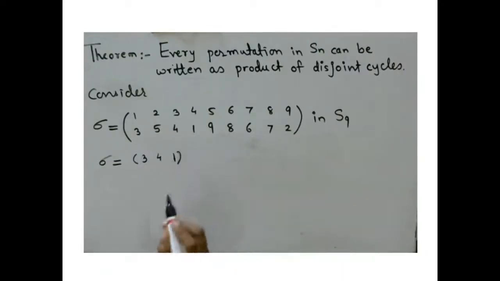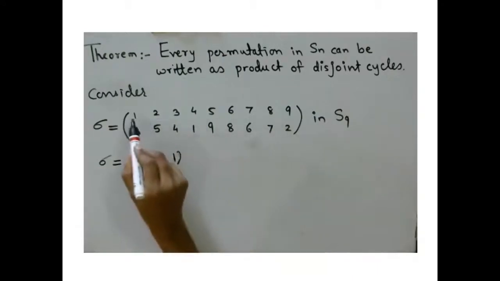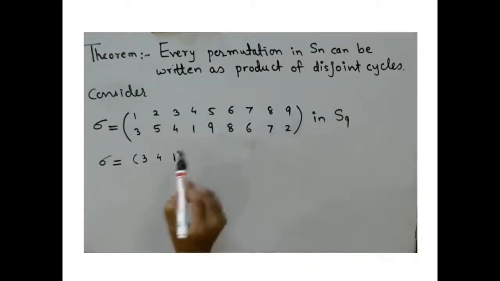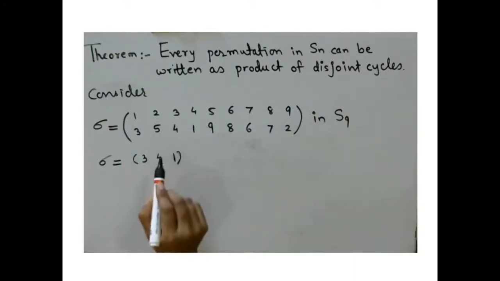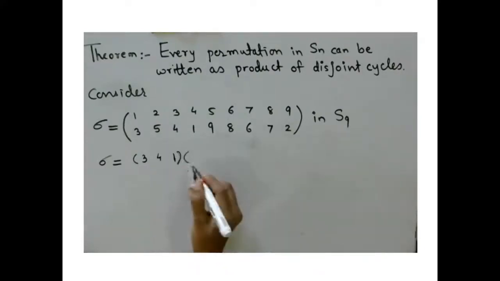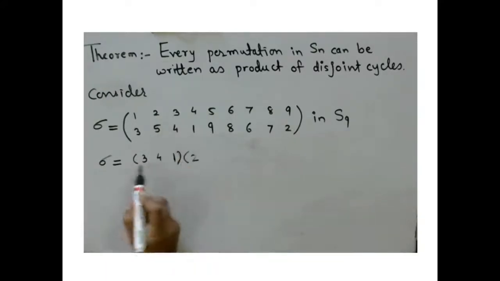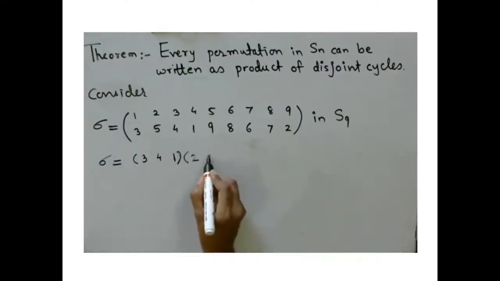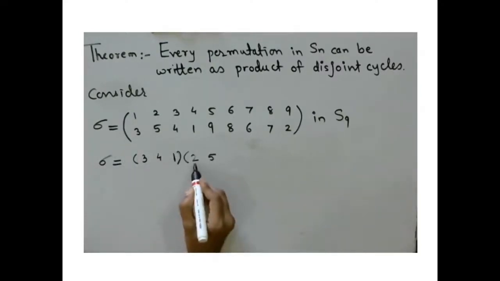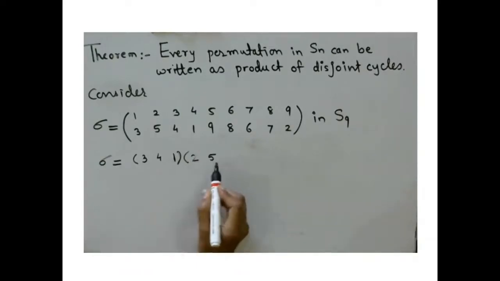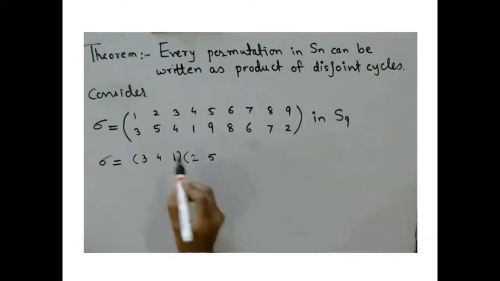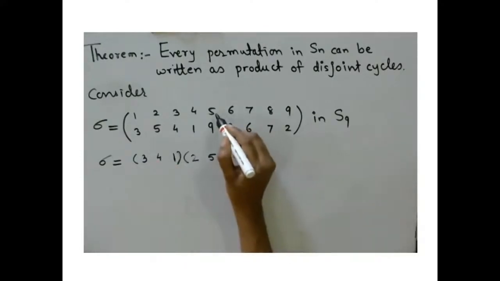Then what do we do? We choose an element from the set 1, 2, 3, 4, 5, 6, 7, 8, 9, which is not there in this cycle. So let us start with the element 2. 2 is not present in this cycle. Let us see the image of 2 under sigma. That is, we will find sigma of 2. Sigma of 2 is 5. So we will call this element B1 in the second cycle. If we find sigma of B1 we will call it B2. So here B2 is 5. Then see the image of 5.